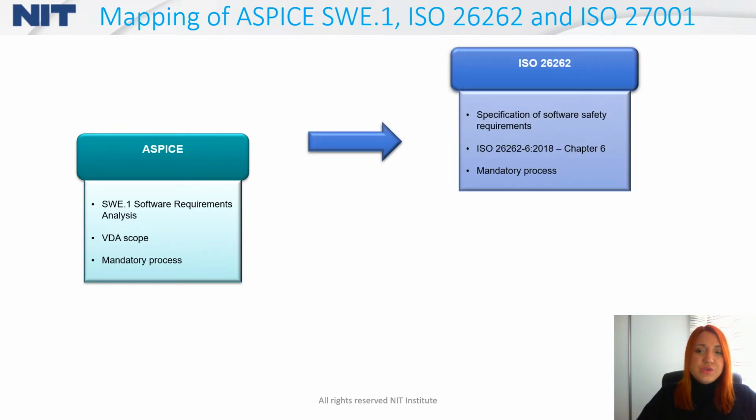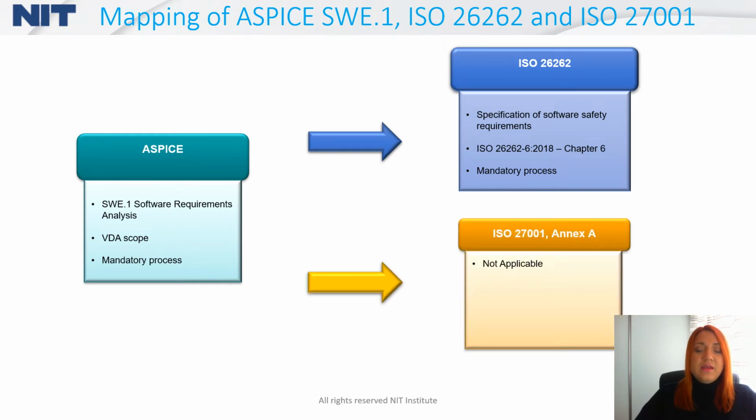Well, in the ISO 26262, there is a part which is explaining specification of software safety requirements. And also, this is a mandatory process in ISO 26262. It is part of chapter 6. Unfortunately, in information security, there is no such mapping.